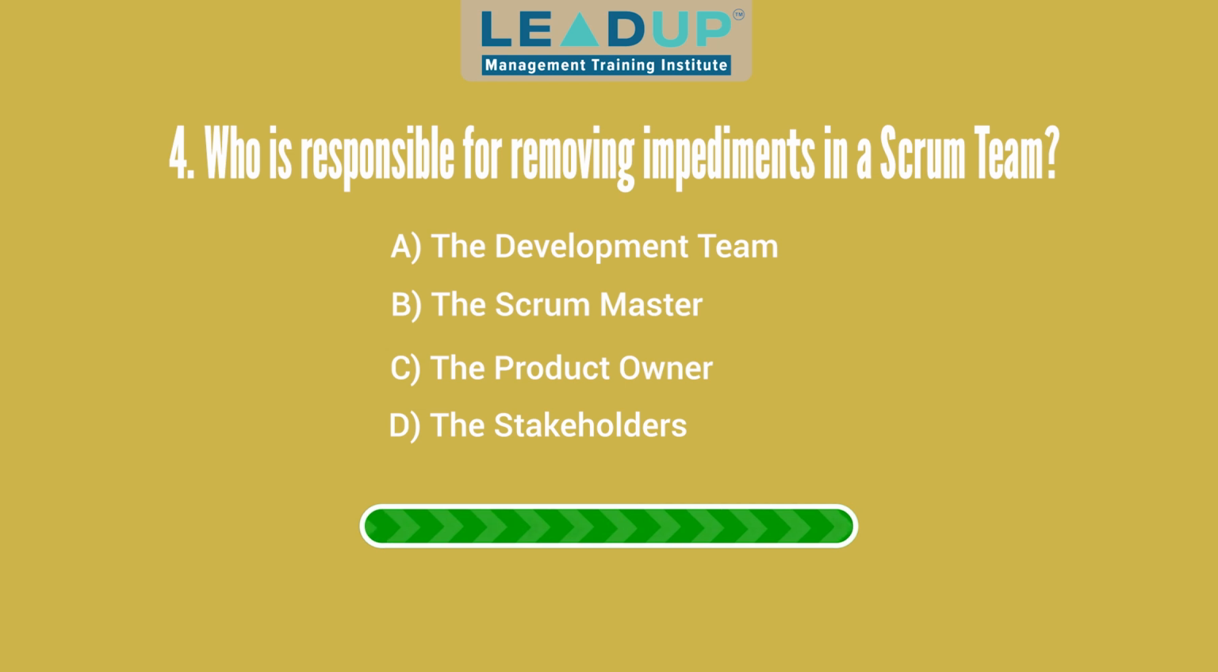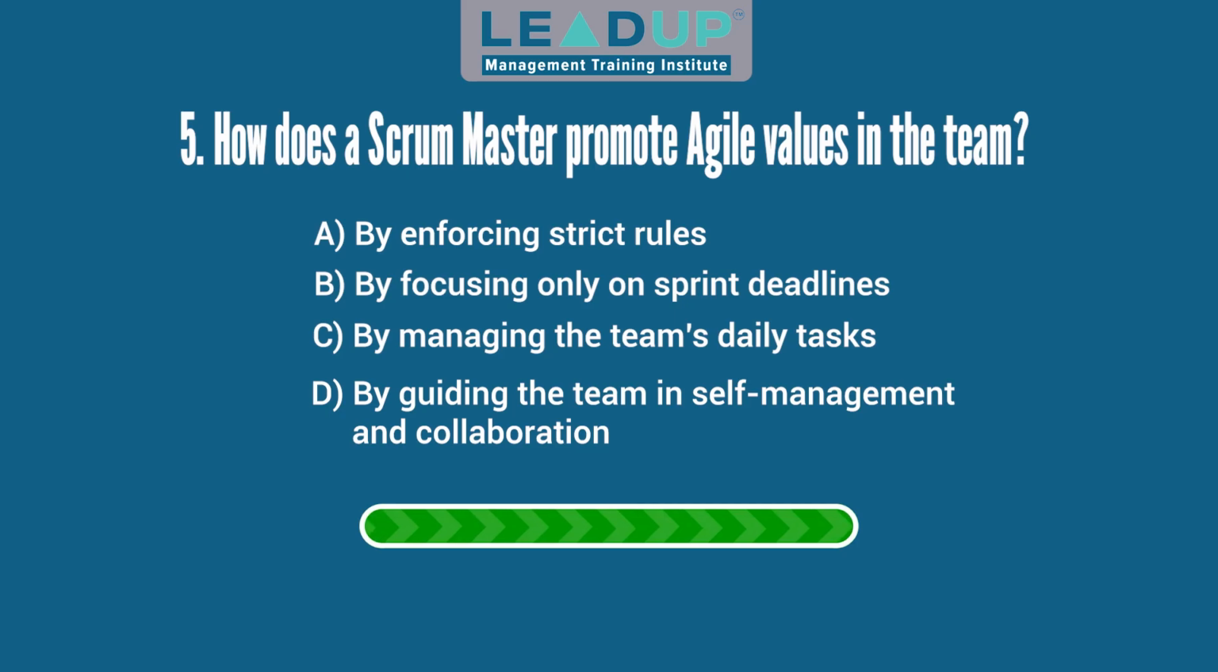Question 4. Who is responsible for removing impediments in a Scrum team? A. The development team. B. The Scrum Master. C. The product owner. And D. The stakeholders. Answer: the Scrum Master.